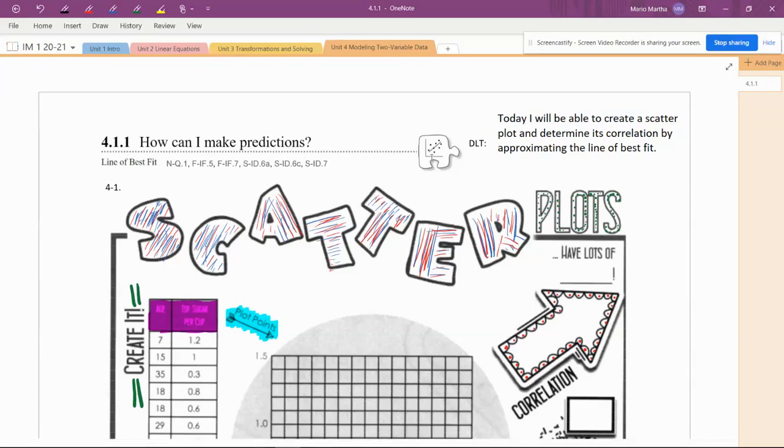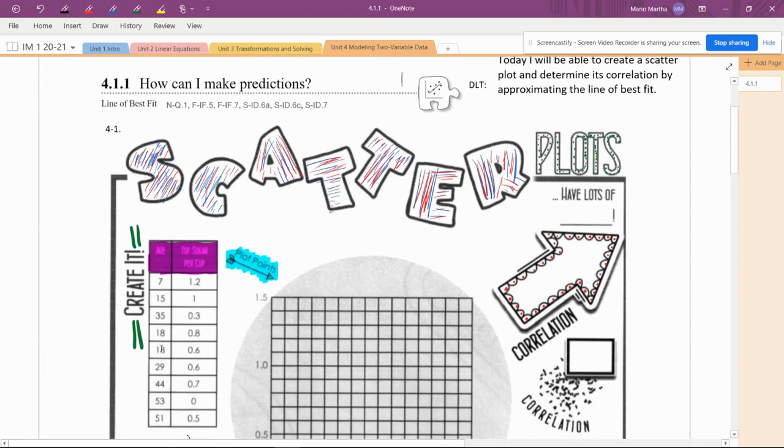Today's topic 4.1.1. How can I make predictions? So today you will be able to create a scatter plot and determine its correlation by approximating the line of best fit. So we're moving a little bit away from algebra. We're starting our stats unit. So unit 4 is going to be stats. So we're going to start off by doing scatter plots.